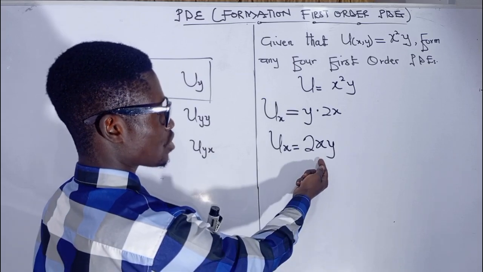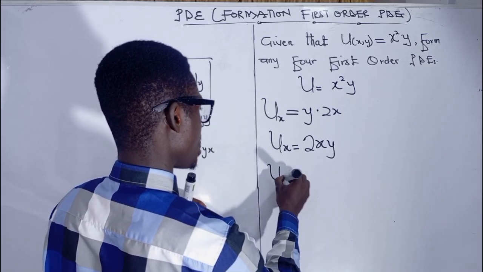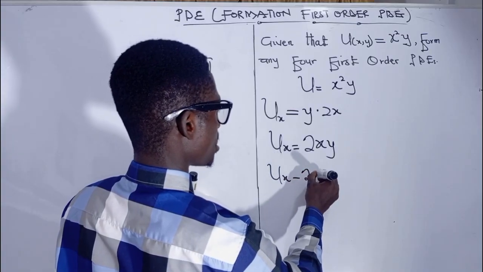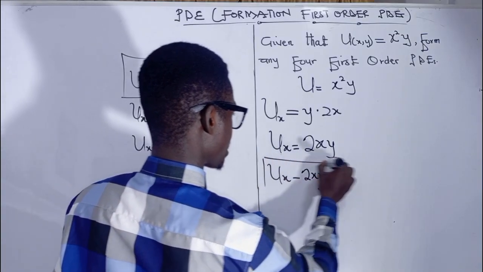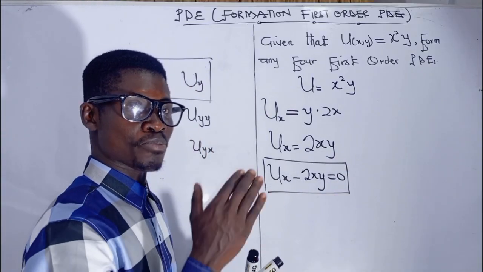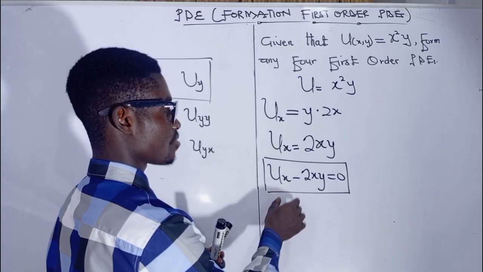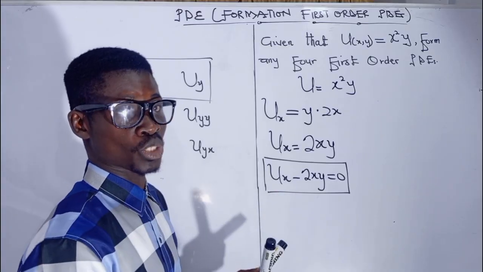Now with this, we can decide to bring all of them to the left hand side. So we are going to have u_x minus 2xy is equal to 0. So this is the first basic, simple, fundamental first order partial differential equation, the very easiest one.